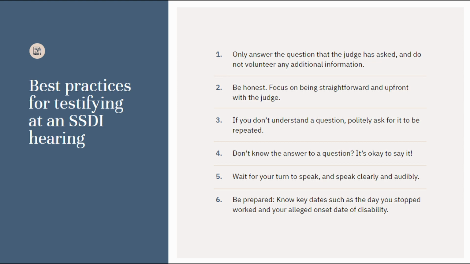You've got to tell the truth. A typical reason for a person's testimony to be considered negatively by the judge is for the judge to think that you're exaggerating your symptoms or not being honest about your daily activities. Again, you're going to be under oath, so you've got to tell the truth under penalty of perjury, which is, of course, another good reason you need to be honest.